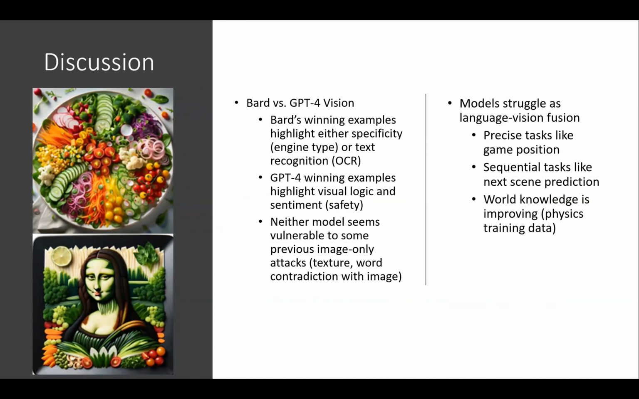Both models seem to have solved some vision-only challenges, so the shape texture issue seems to be on the back burner a little bit. It seems to have a sort of two-headed version of, if the word doesn't match with the image, we can reconcile it. It still struggles with game position, sequential tasks, and world knowledge, although I think there's a lot of interest in custom fine-tuning these with physics data.